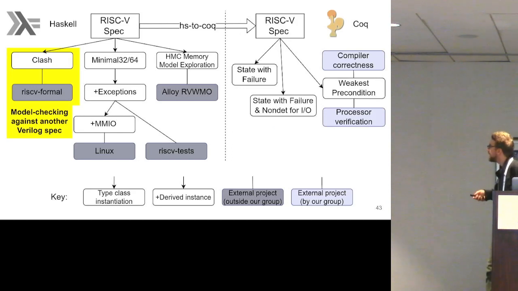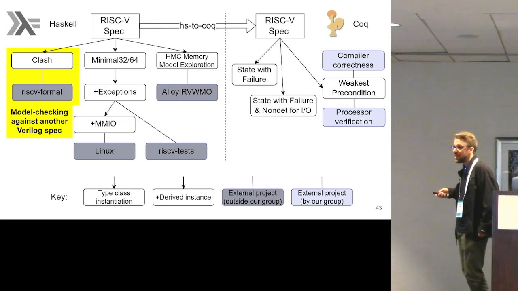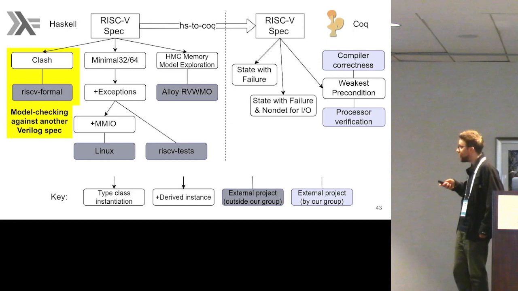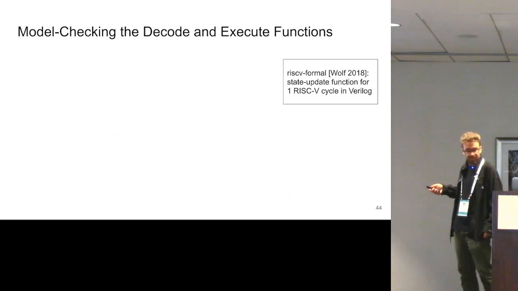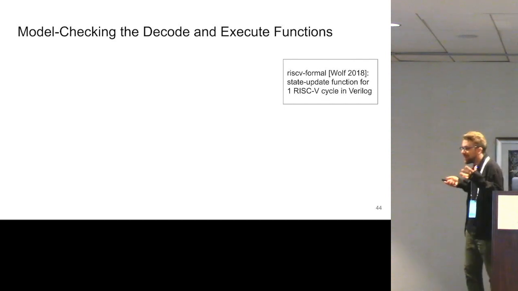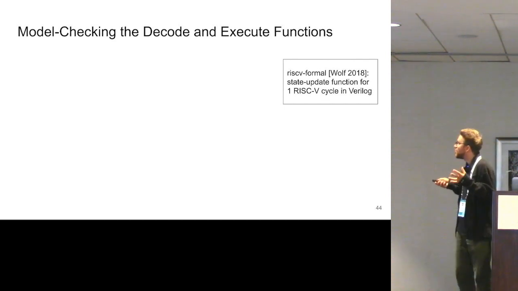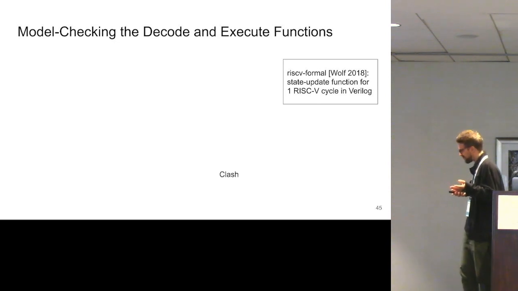And finally, another application is model checking our specification against another RISC-V specification, but this time written in Verilog. So for that, the Verilog specification in question is by Claire Wolf, and it's basically a very spec-like, high-level Verilog definition of what happens in one RISC-V cycle, expressed in Verilog. And we're using this tool called Clash, which can translate Haskell to Verilog, and it's cool to actually have its author in the audience.